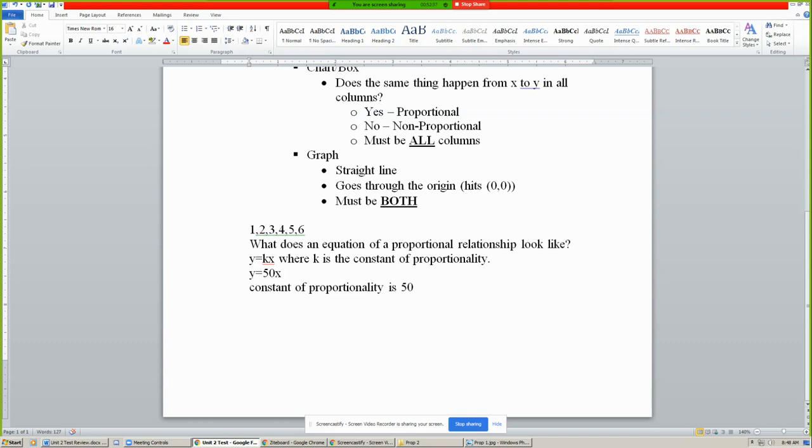Then there are two that are going to give you equations and ask, what is the constant of proportionality here? Then there's going to be a couple that say, is this equation proportional? Yes or no. There are two of them that are just yes or no questions. Question 5 and question 6 are just yes or no. All right, 1, 2, 3, 4, 5, 6.